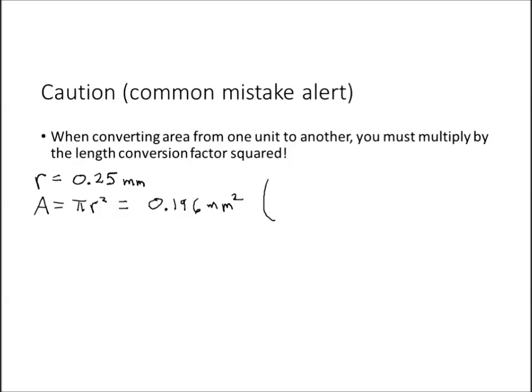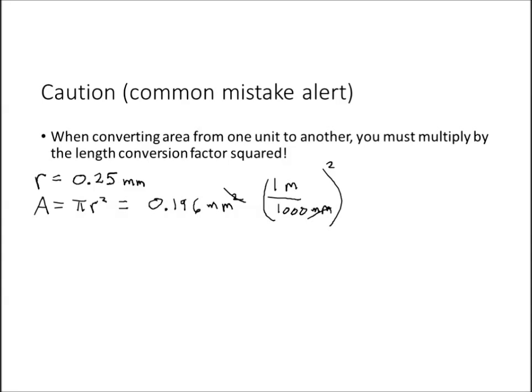If I want to convert this to square meters, and I put 1 meter is 1,000 millimeters, then this millimeter would only cancel one of those millimeters. And I would have millimeters times meters as my unit. Well, that's not what I want. I need square meters. So what you need to do is you have to square the conversion factor.